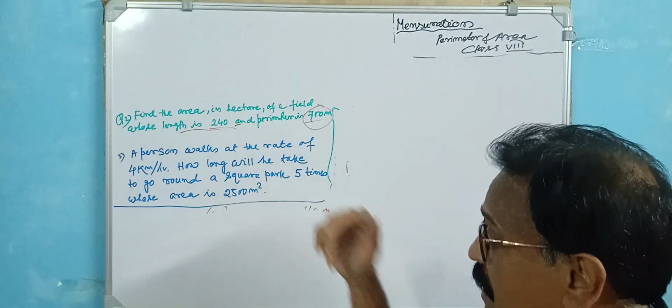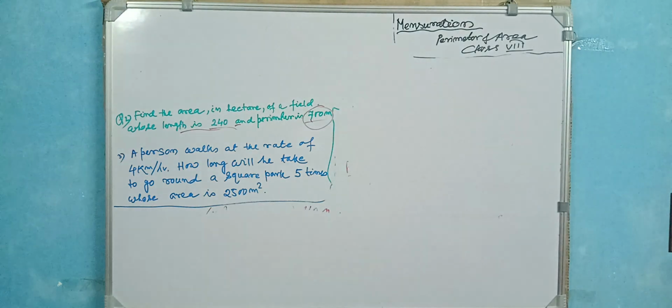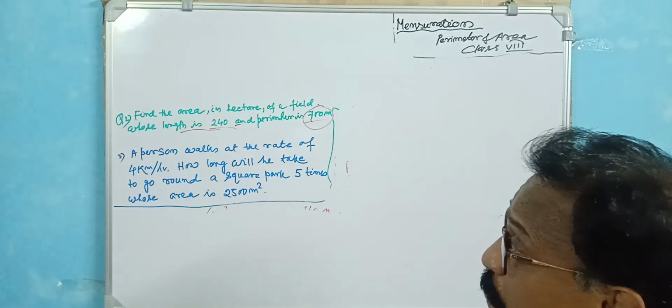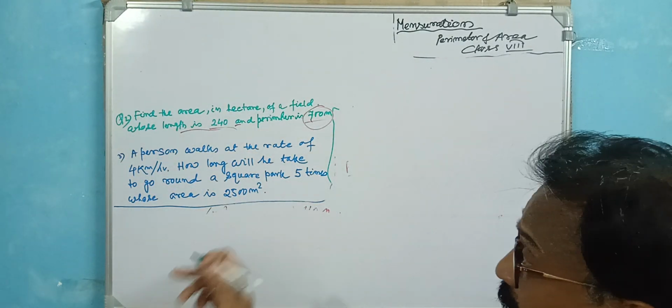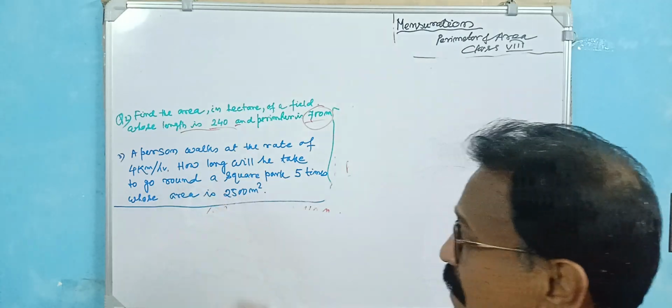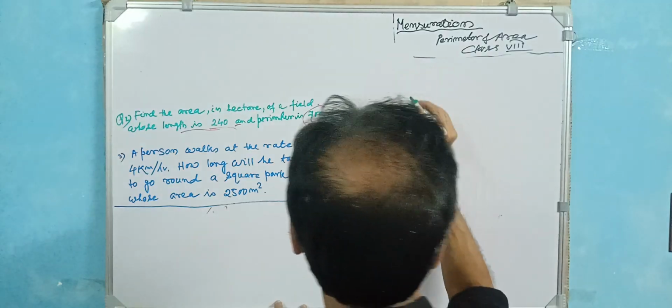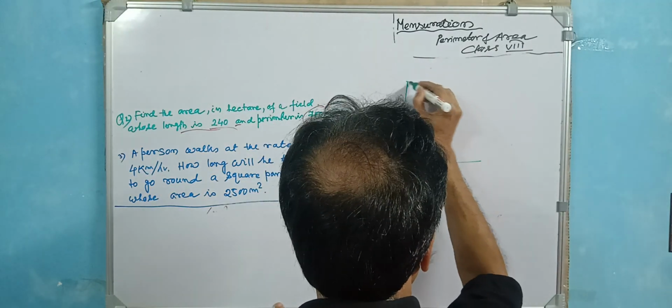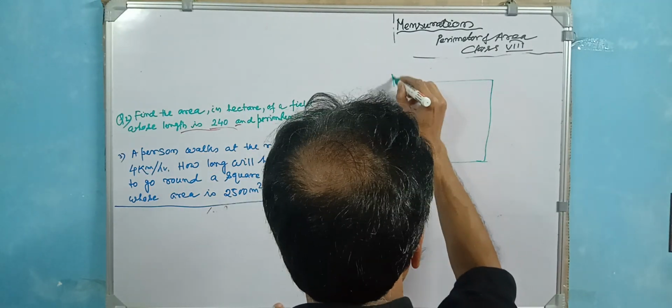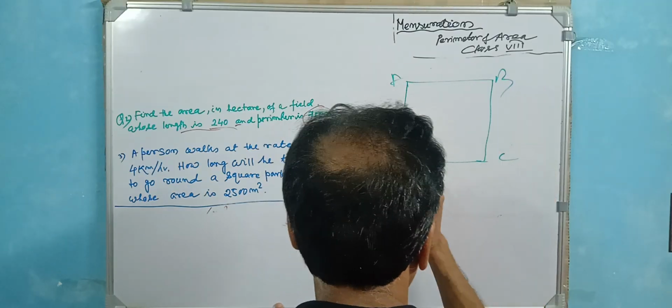Okay, so the sum is here. Suppose a person walks at the rate of 4 kilometer per hour. How long will it take to go around a square? First, write a square. So A, B, C, this is a square.